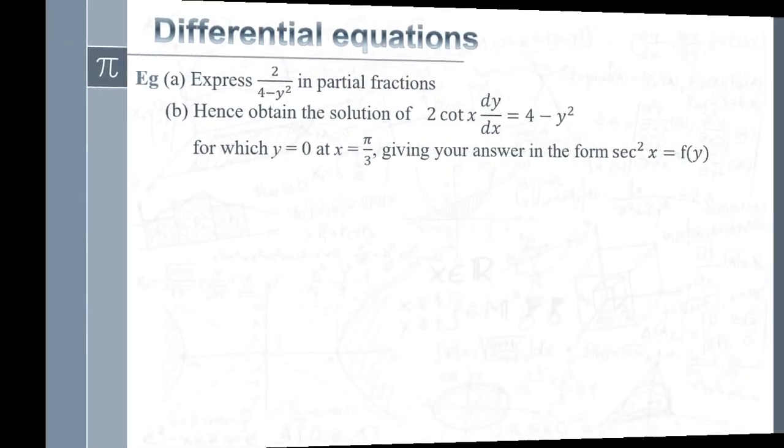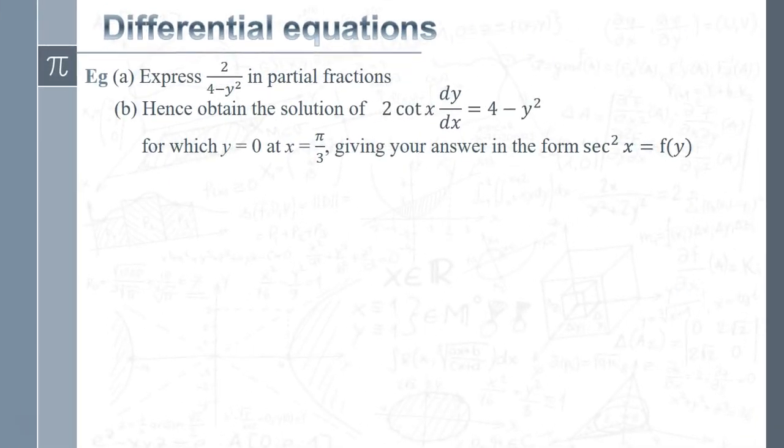Right, on we go. Last question. This one is more like an exam style question. So we've got a partial fraction to deal with to begin with, and then it says hence. So what we're going to do is use what we got from part A to help us deal with what's going on in part B, where we've got some trig functions and a whole bunch of other nasties going on.